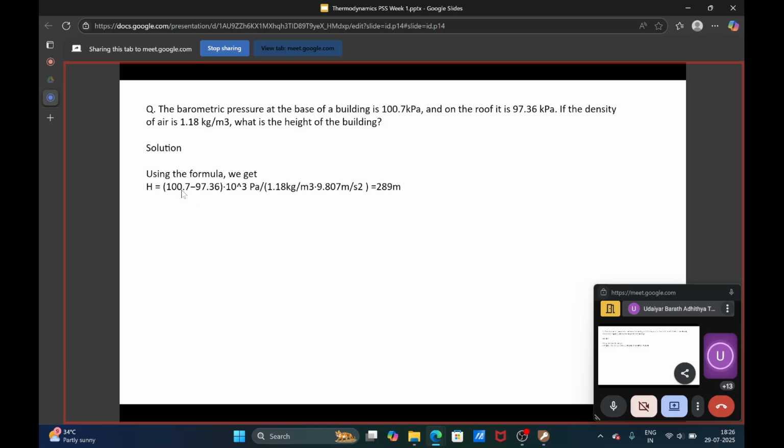So that's what I have done. Your pressure is 100.7 at one point and 97.36 at the other. To find the difference in pressure, subtract and multiply by 1000 because it is in kilopascal, so I made it into pascal. Pascal is nothing but Newton per meter square. So divide by your rho times g, where rho is 1.18 and g is 9.807. Using this we get the height of the building, because that's where the two pressures have been measured. That comes out to be 289 meter.